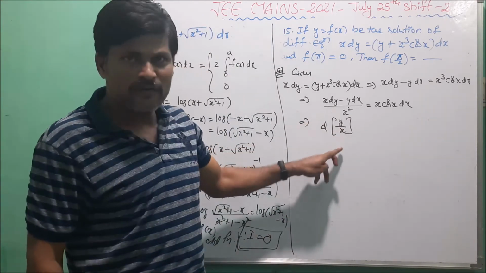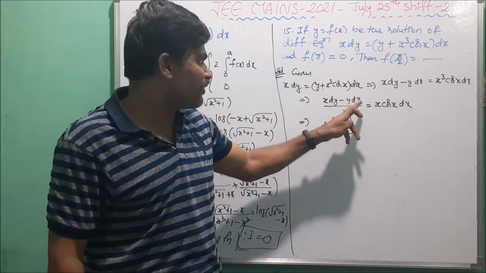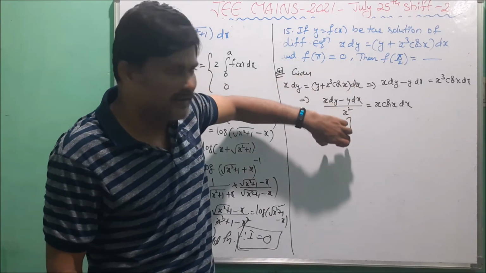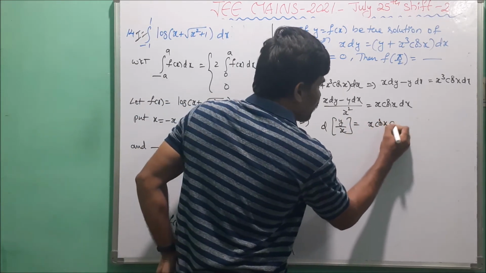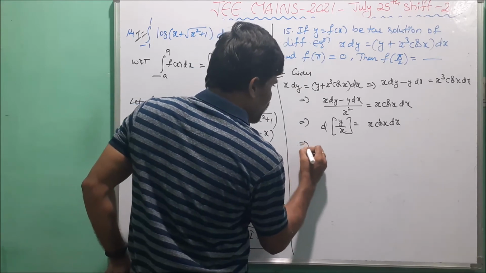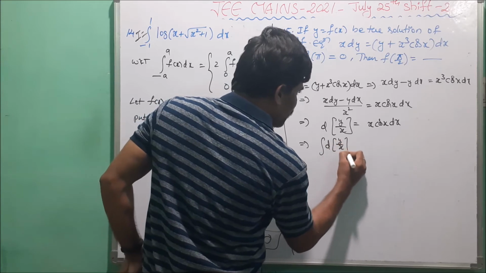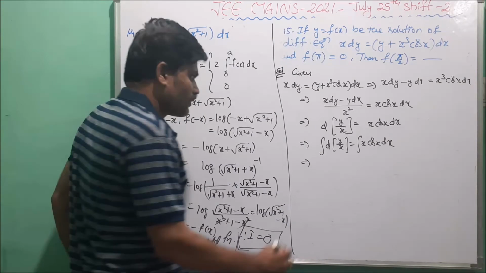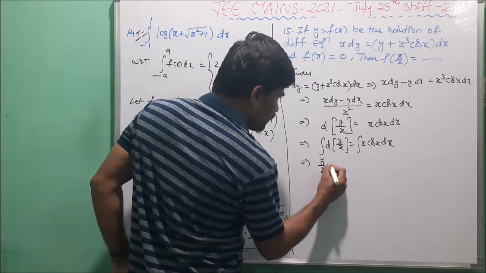So here we write d of (y by x). Directly we use the formula: the derivative of y by x is (x dy minus y dx) by x square. Now in place of this we write d of (y by x), and on the right side x cos x into dx. Now integrating on both sides, integral of d of (y by x) equals integral of x into cos x dx. So here the value is y by x.